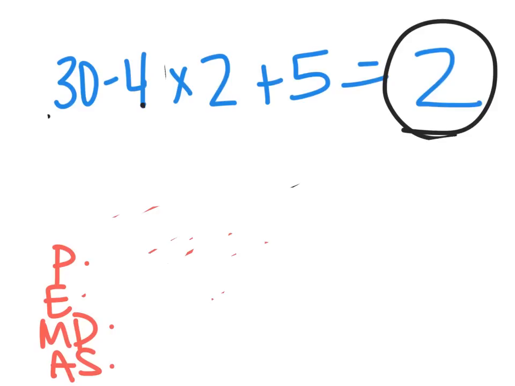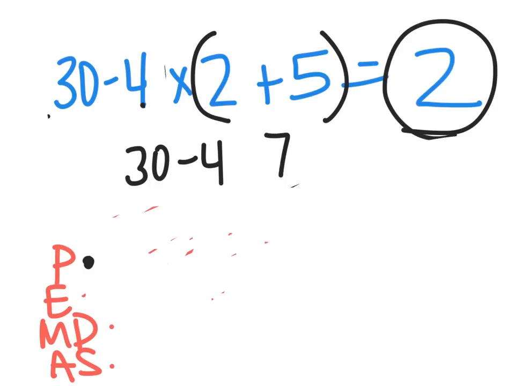I tried putting my parentheses around 30 and 4. I tried putting it around 4 and 2, so my last step, I'm going to try 2 plus 5. If I do that first, remember we always do what's in parentheses first, I get 7. So now I have 30 minus 4 times 7. I don't have any exponents. I'm going to do multiplication and division.